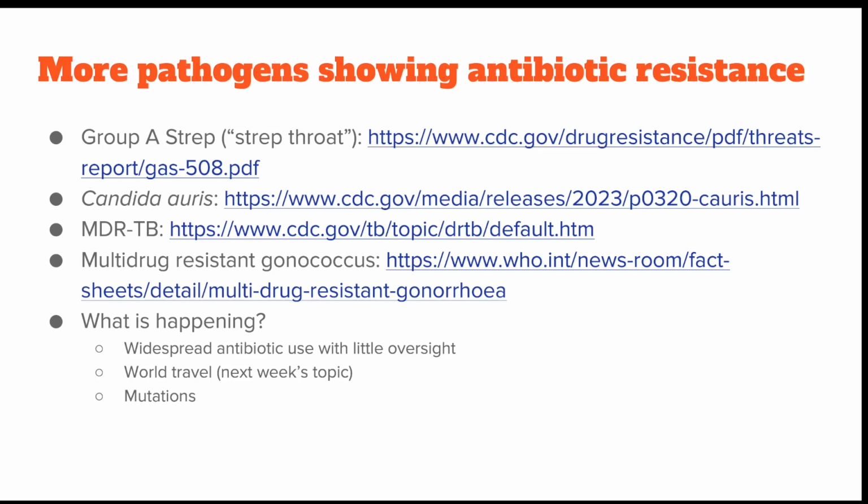And so, they go to the urgent care center or the emergency room where they don't get follow-up, and they just get these antibiotics. And then they don't finish the antibiotics, so they don't finish killing everything off, and that creates whatever is left to become resistant. World travel, which we'll talk about next week, that is also one of the reasons. So you have more and more people traveling the world, bringing drug-resistant organisms to different parts of the world. And then mutations, the natural mutations that happen as the organisms multiply, divide, and go around the world.